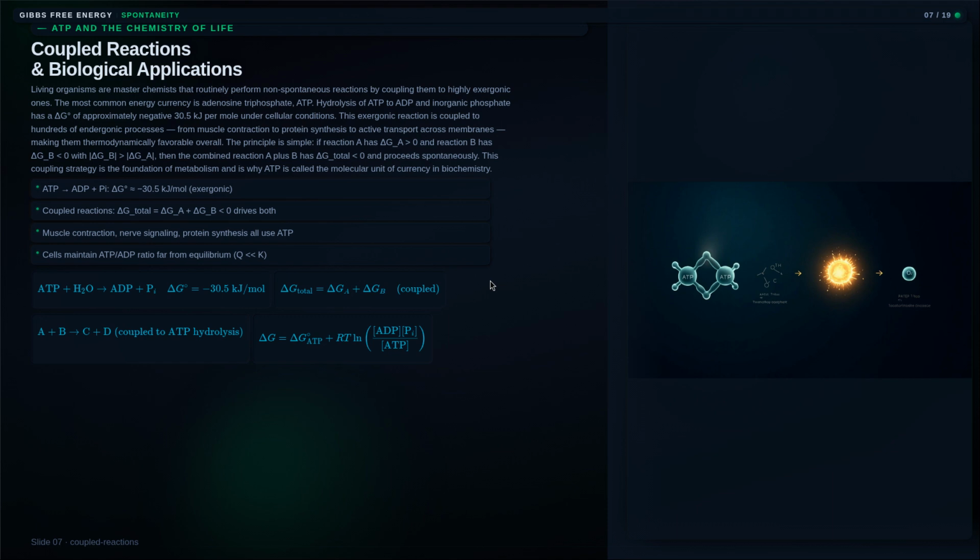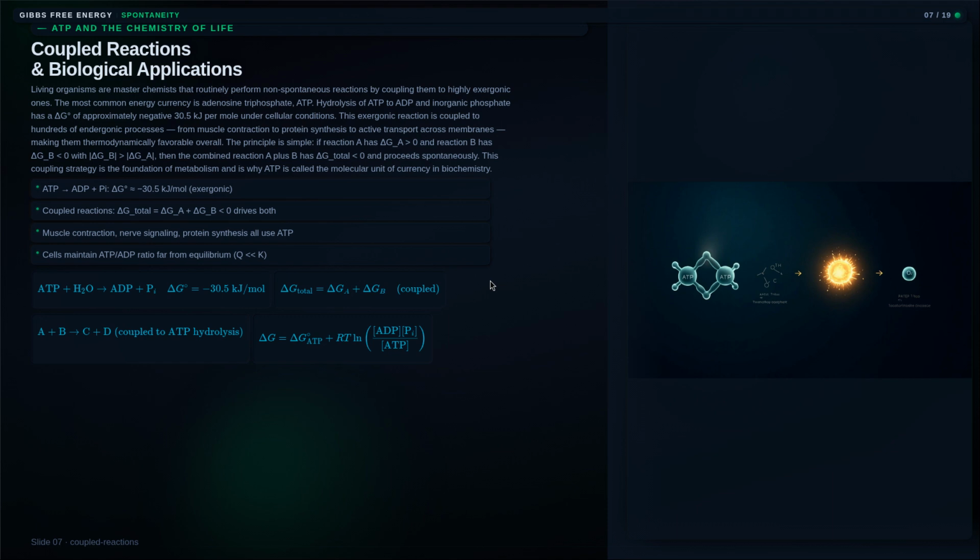Hydrolysis of ATP to ADP and inorganic phosphate has a delta G naught of approximately negative 30.5 kilojoules per mole under cellular conditions. This exergonic reaction is coupled to hundreds of endergonic processes, from muscle contraction to protein synthesis to active transport across membranes, making them thermodynamically favorable overall.